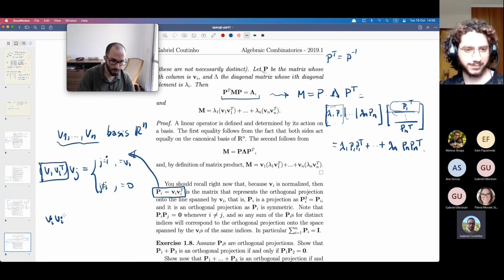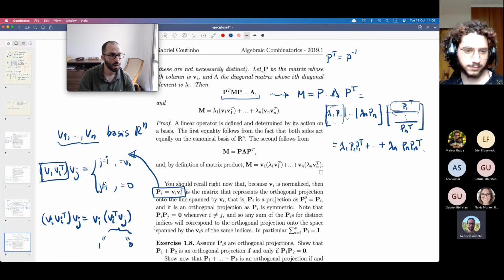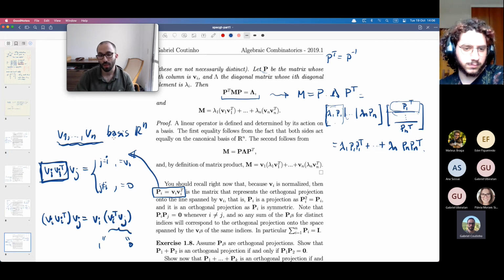Vi transpose times Vj. Now this thing here is either 1 or 0, depending on whether i is equal to j or not. Right? So this matrix applied to this basis maps everyone to 0 except for Vi. So this is a projection, right? It is the orthogonal projection onto the line spanned by Vi.